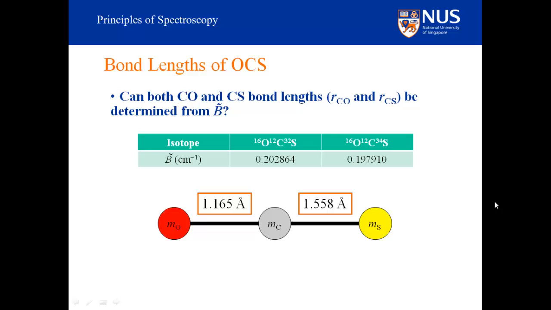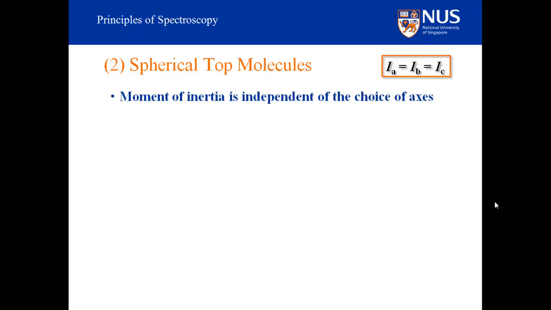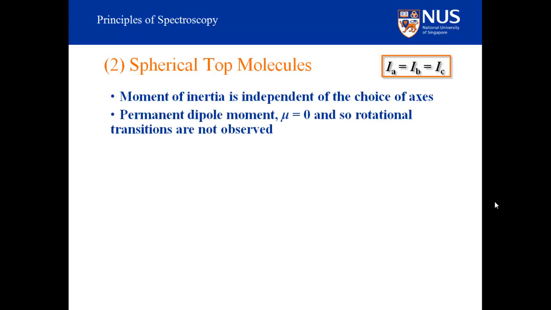Let's have a look at our spherical top molecules. We of course have this condition, that the moment of inertia around the A-axis is the same as the moment of inertia around the B-axis, is the same around the C-axis. The moment of inertia is independent of the choice of axes. The other thing we know about the spherical top molecule is that there is no permanent dipole moment in the spherical top molecule. Symmetry tells us that. So it doesn't have a microwave spectrum. So in essence, we don't have to worry about this classification of molecules.